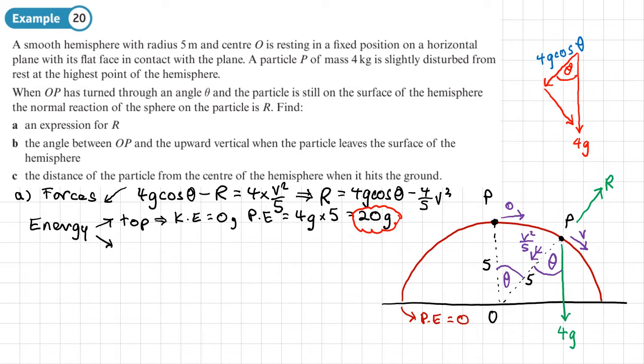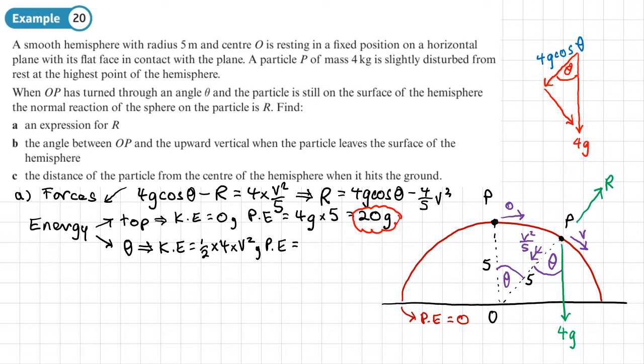We're now going to work out the total energy once it's moved through an angle of theta. So the kinetic energy, it's on the move this time, so it's going to be half m, 4, and its velocity or speed at that point is v squared. So that's the v squared that I've got here. Now the potential energy, it's actually lower than it was. So I'm going to work out what that height is.